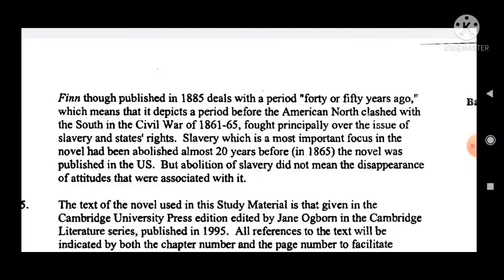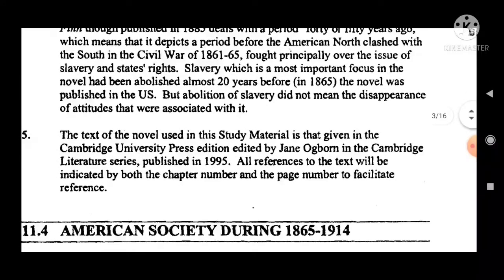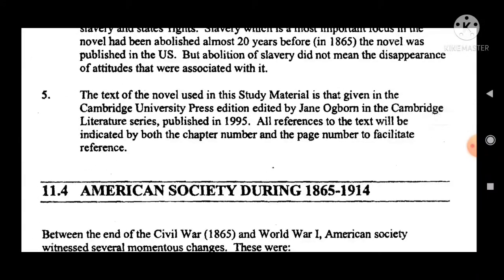Slavery, which is the most important focus in the novel, had been abolished almost 20 years before the novel was published in the US in 1865. But abolition of slavery did not mean the disappearance of attitudes that are associated with it. The text of the novel used in this study material is that given in the Cambridge University Press edition, edited by Jane Ogburn in the Cambridge Literature series published in 1995. All references to the text will be indicated by both the chapter number and the page number to facilitate reference.